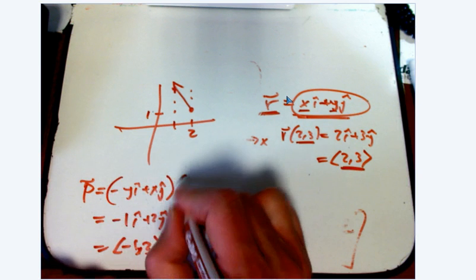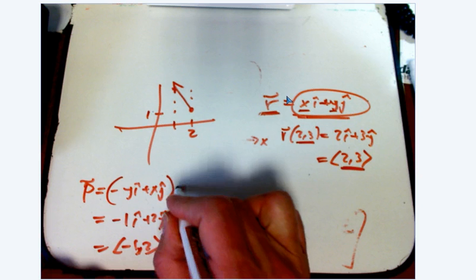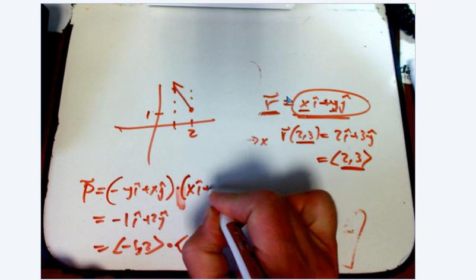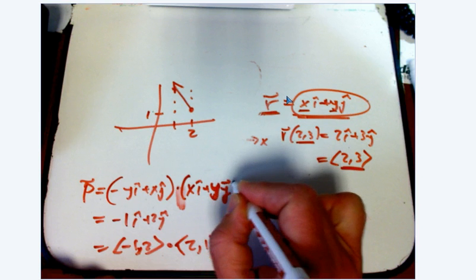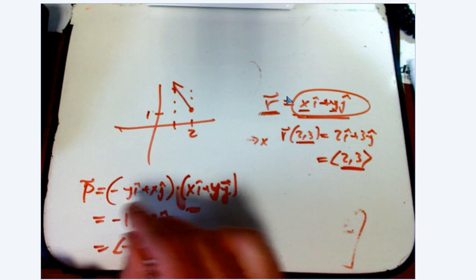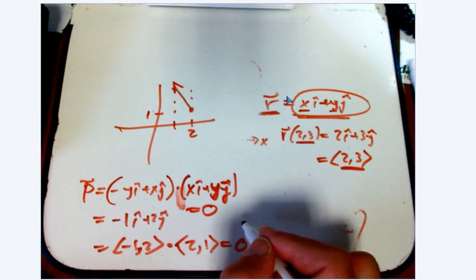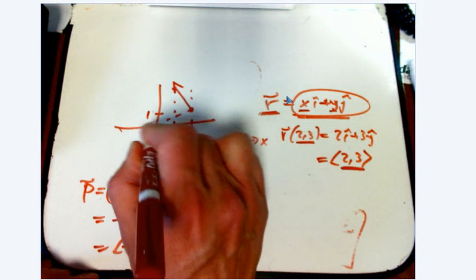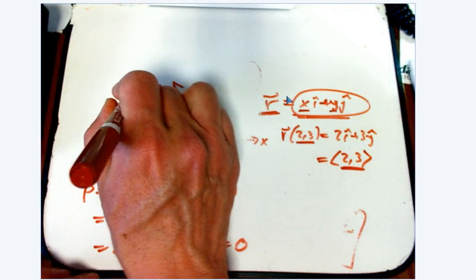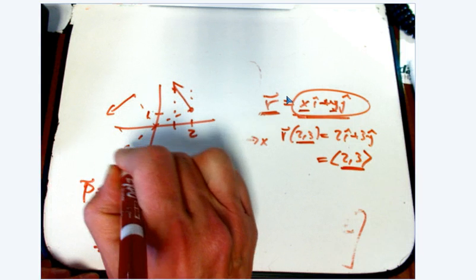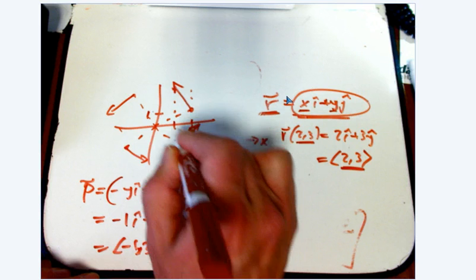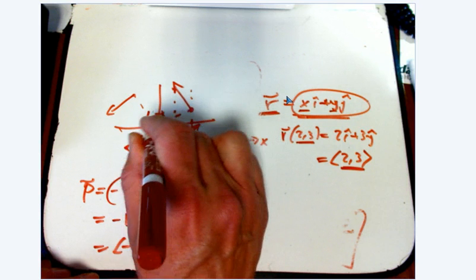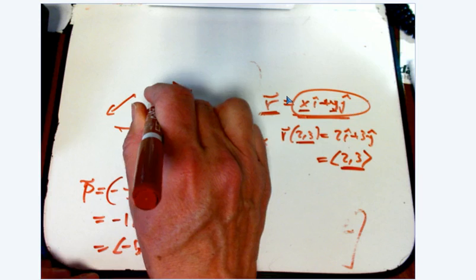And in fact, in general, if I dot that with x i plus y j, minus x y plus x y is 0. So I get something that's always perpendicular to the radial vector field. So that's why it's always going this way. And it's smaller when you go in.